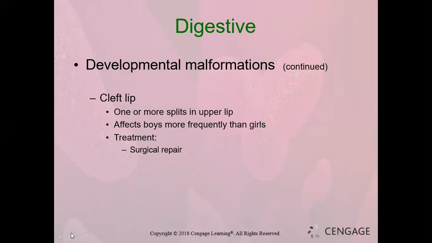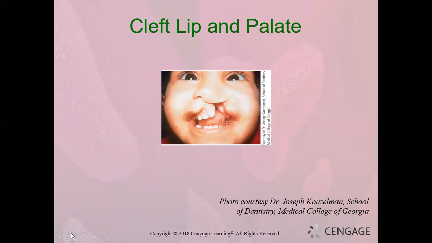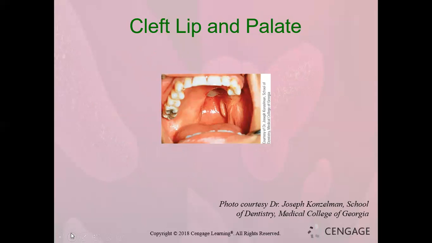Cleft lip is fairly common. It's one or more splits in the upper lip. It affects boys more frequently than girls, but ironically, I know a man and a lady who have this, and they're going to do surgical repair. Cleft palate is more serious than a cleft lip. This involves the roof of the mouth, and they're going to do surgery to repair that also because that baby will not be able to eat. There's a cleft lip and a cleft palate, and as you can see, that's not just the lip, that goes all the way through the roof of the mouth. There's a cleft lip and palate.